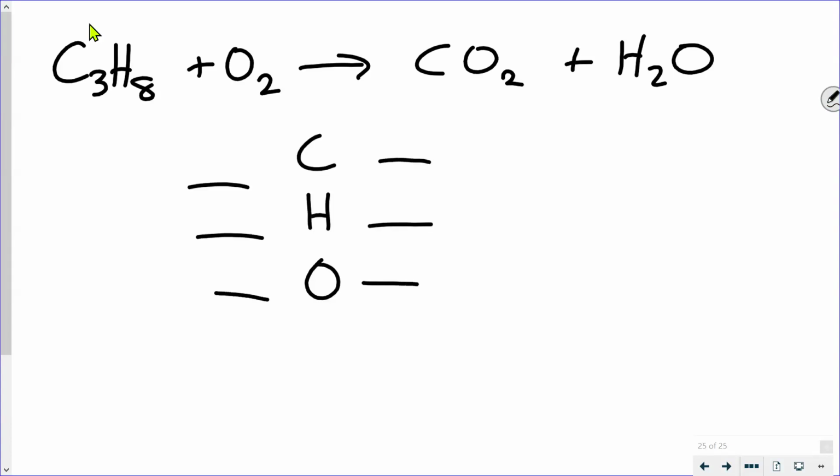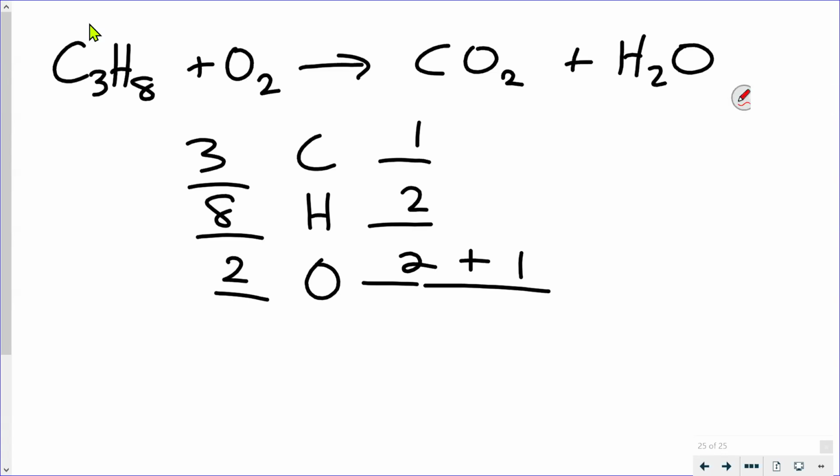So I have 3, 8, and 2. I have 1, 2, and 2 plus 1. Why did I put it like that? Because they are in 2 separate compounds, so I treat them separately. I have 3 carbons. I need to multiply 1 by 3. By doing that, I put a 3 up here where it needs to go.